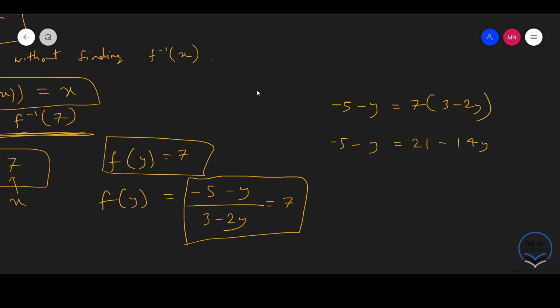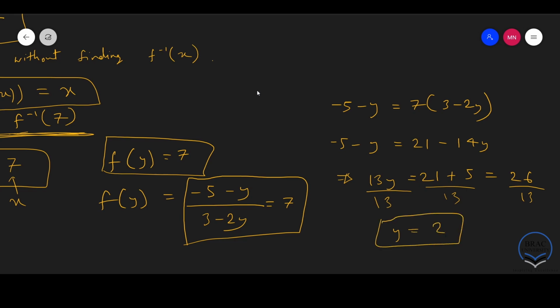Right, so we have minus 5 minus y is equal to 21 minus 14y. Bring the 14y to the left side. So we have 14y minus y, we have 13y. So we have 13y is equal to 21 plus 5, which is just 26. And then we can divide both sides by 13. So we have y is equal to 2. So this is our value of y. Right, so that means f inverse of 7 should be equal to 2.